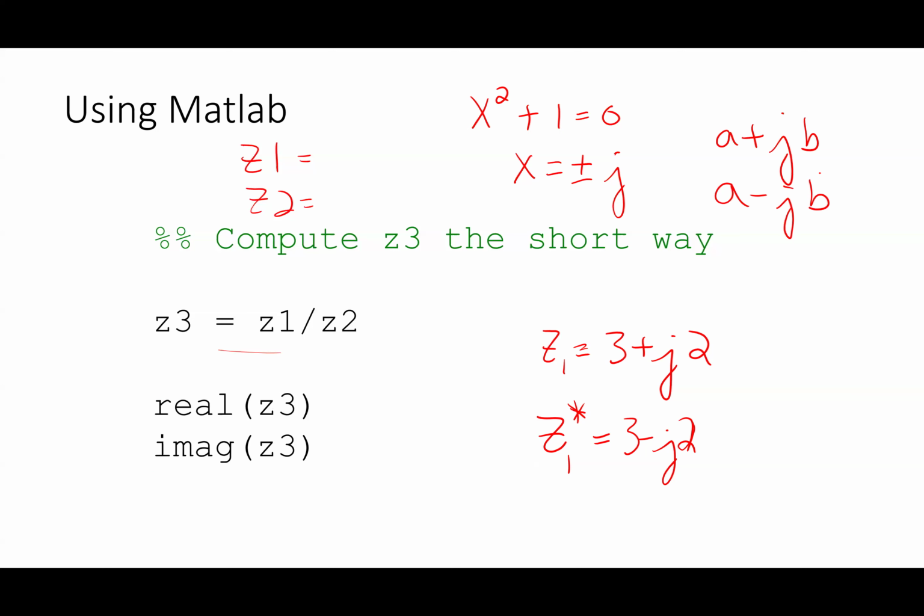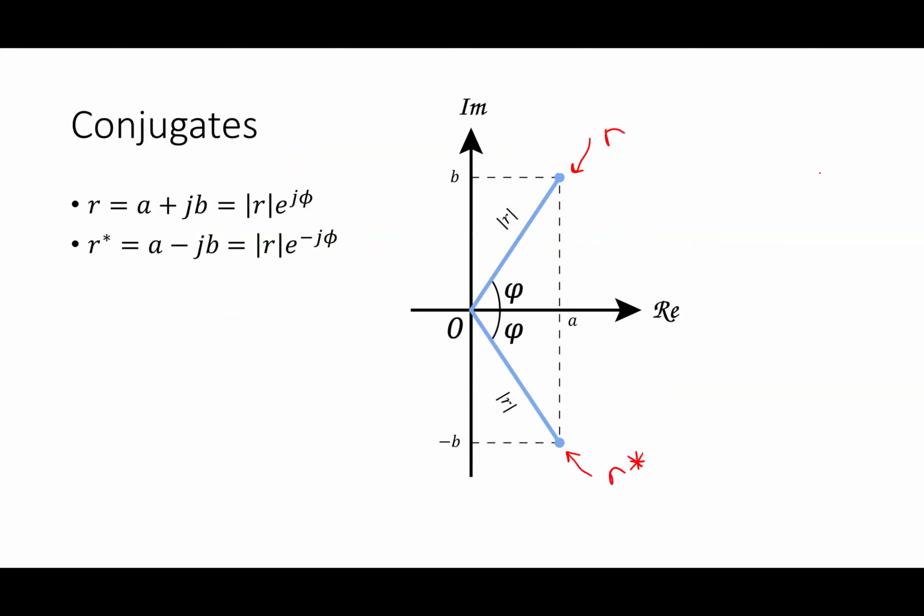So this conjugate thing is important. That's why we refer to it, and we use it a lot. It's not that big of a deal, but basically R star here, the conjugate of R, is A minus JB. And the other thing is basically its angle phi is the opposite, right? So if I have R up here, this guy down here is R conjugate. He's got the negative angle, right?